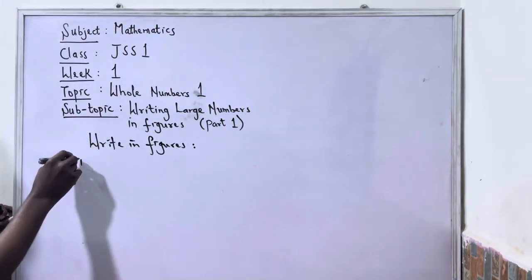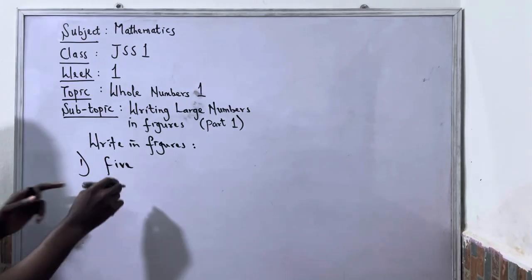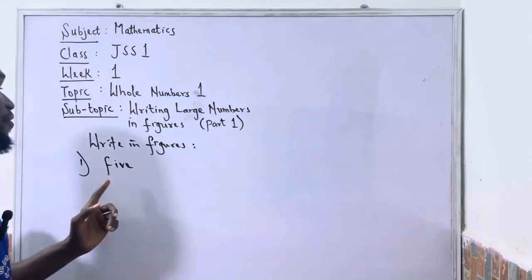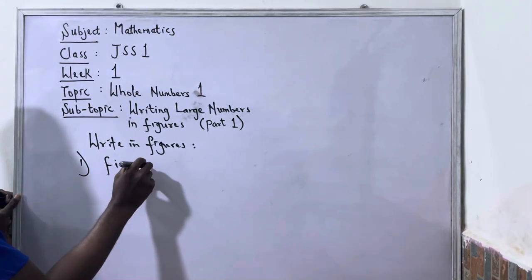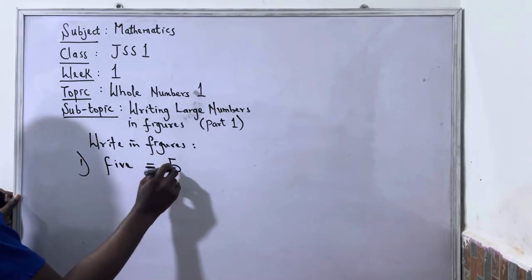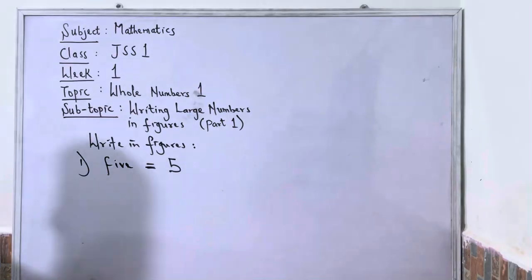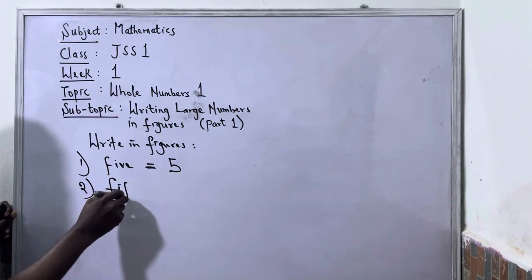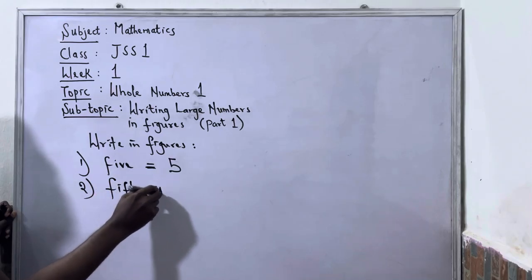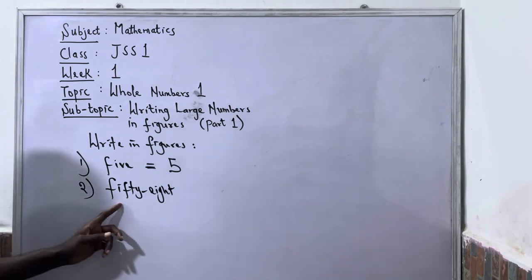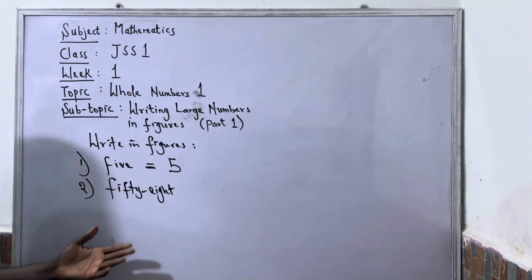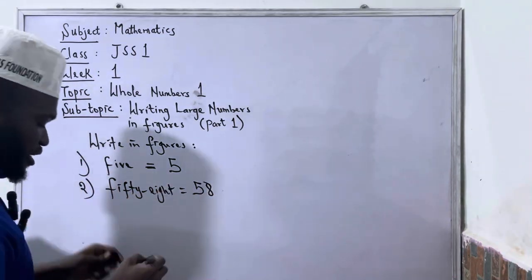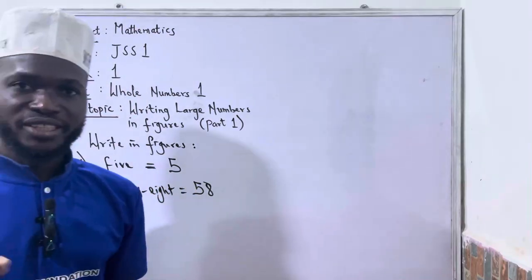So let's say number one is five. They want you to write 5 in figure. Everybody knows that. Even the pepper sellers can write 5 in figure. So this is just equal to 5. That's just it. So let's progress to 2-digit numbers. If you have something like this, this is 58. Look at the way they wrote it. This is a 2-digit number, 58. All I need to do is write 5 and 8. Very good. Let's progress to a 3-digit number.